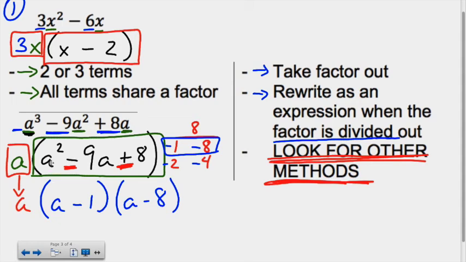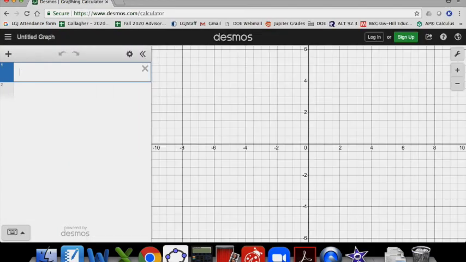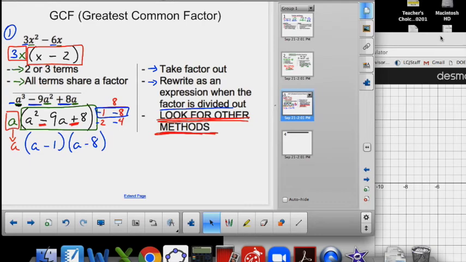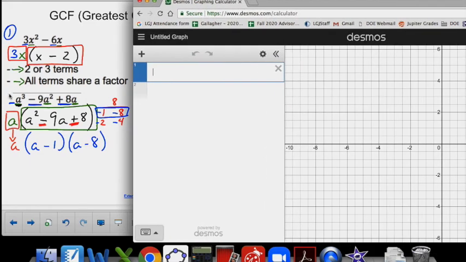Now, suppose you wanted to check your answer to this second one. You did a lot of work, you want to check it before you go and plug it into Delta Math, because you really want to avoid that you got something wrong and you have to do another problem. Well, here's how we're going to check it. I'm going to go to Desmos, and I'm going to plug in first the original, the a to the third minus 9a squared plus 8a. Only difference is I'm going to replace all the a's with x's because I'm graphing. And I want this graphing software to know what the heck I'm talking about.